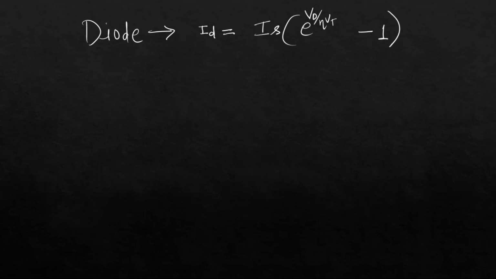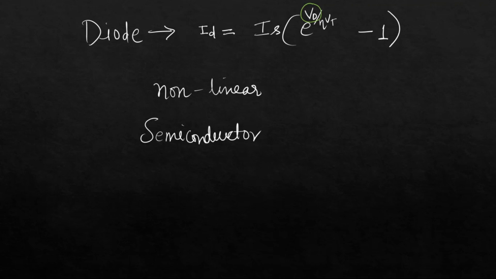Like if we take the example of a diode. In a diode, the diode current is given as the reverse saturation current multiplied by e to the power Vd by nVt, minus 1. As you can see here, the diode current is exponentially related to the diode voltage. So it is a non-linear element. So most of the semiconductor devices behave as non-linear elements.